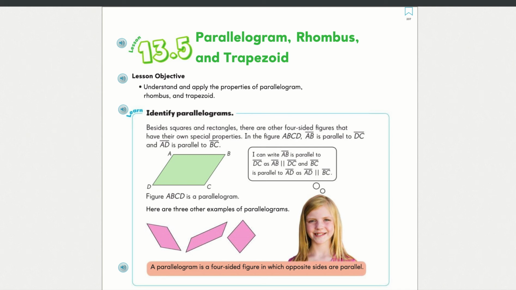Lesson 13.5, Parallelogram, Rhombus, and Trapezoid. We're going to identify parallelograms. Besides squares and rectangles, there are other four-sided figures that have their own special properties.